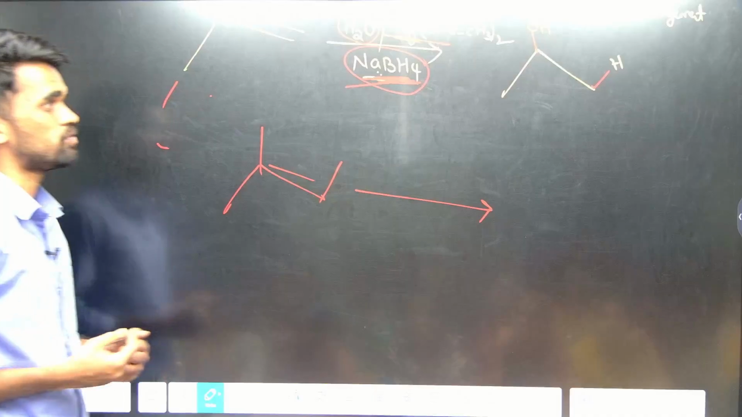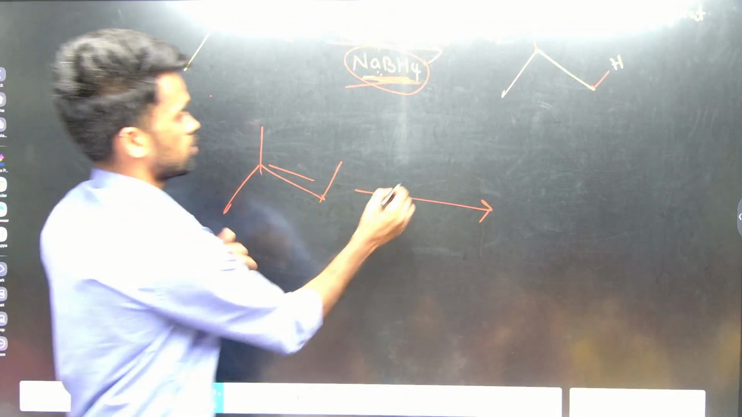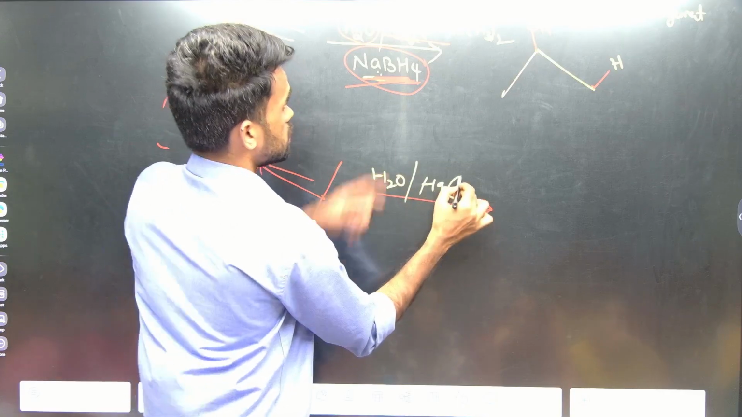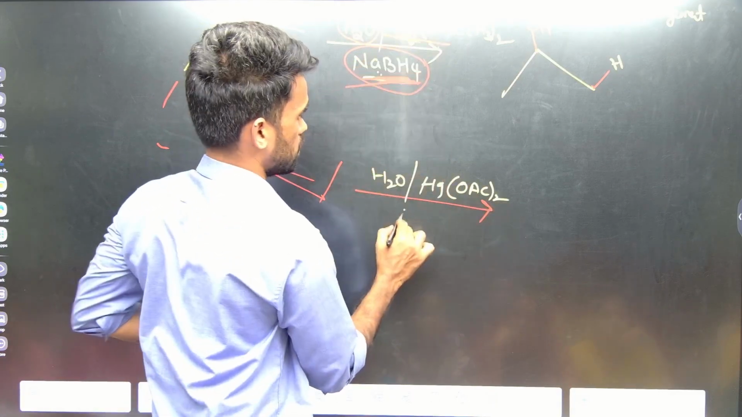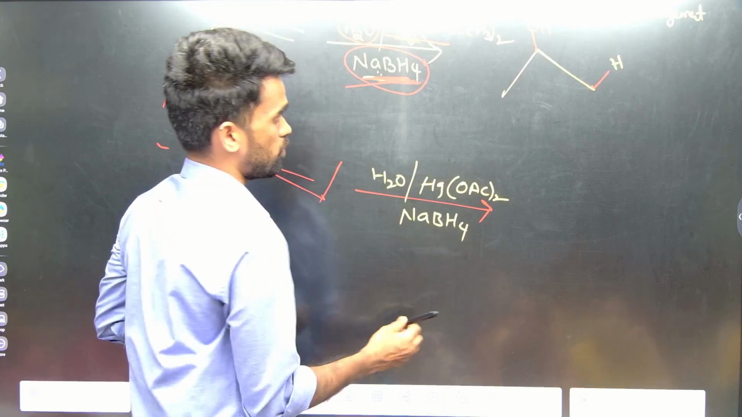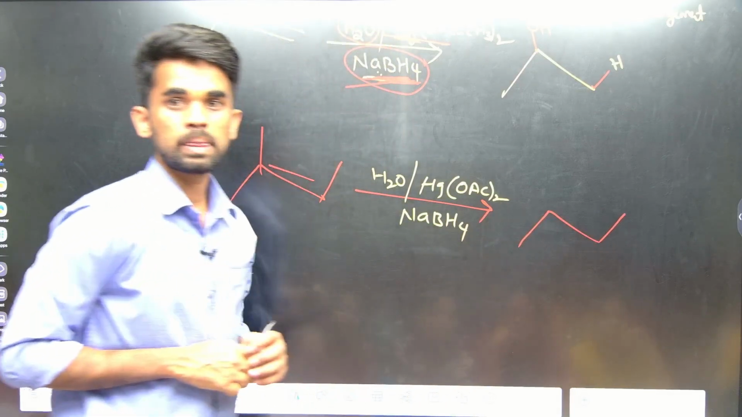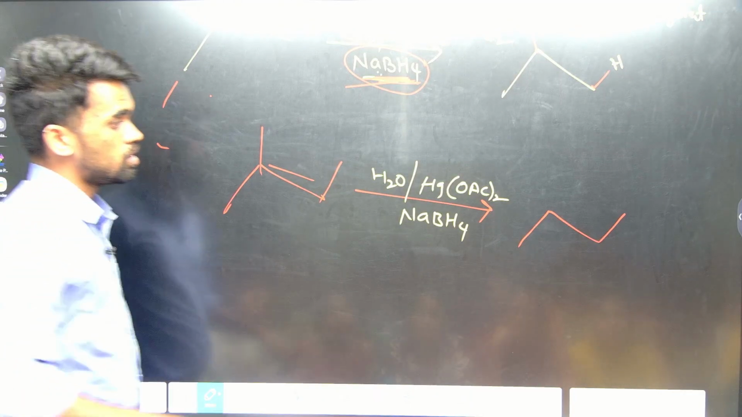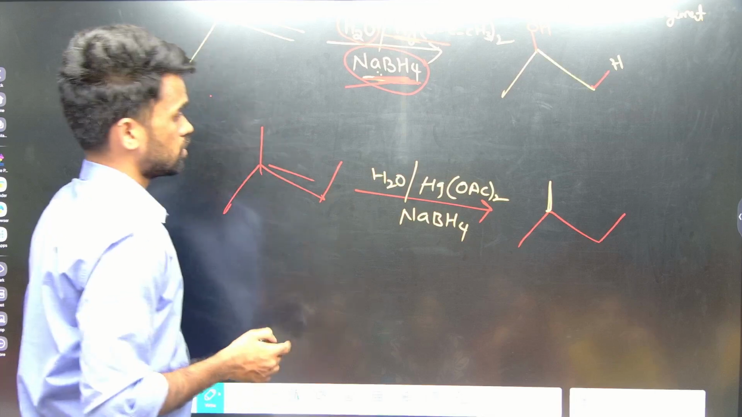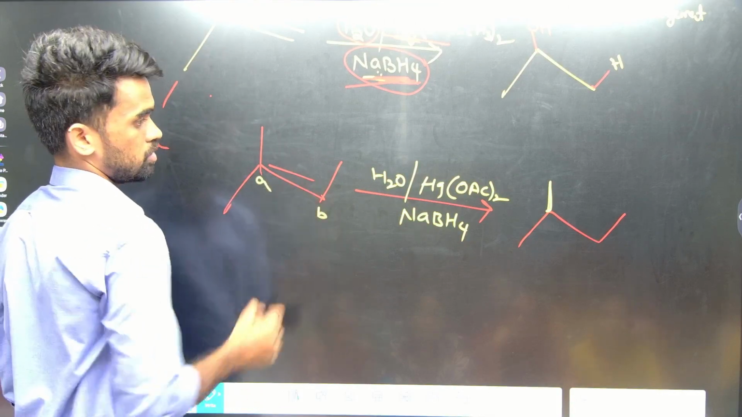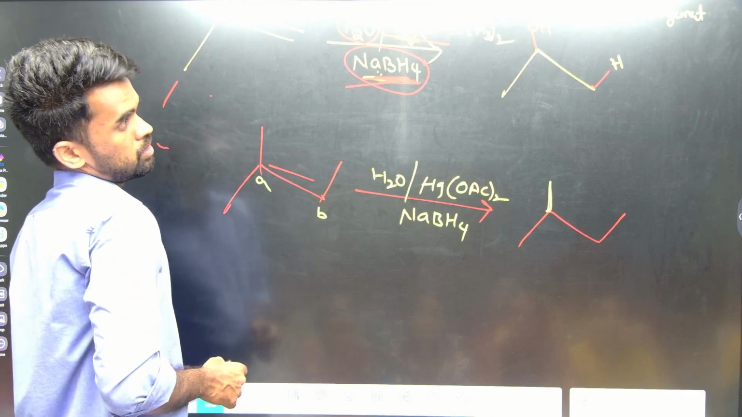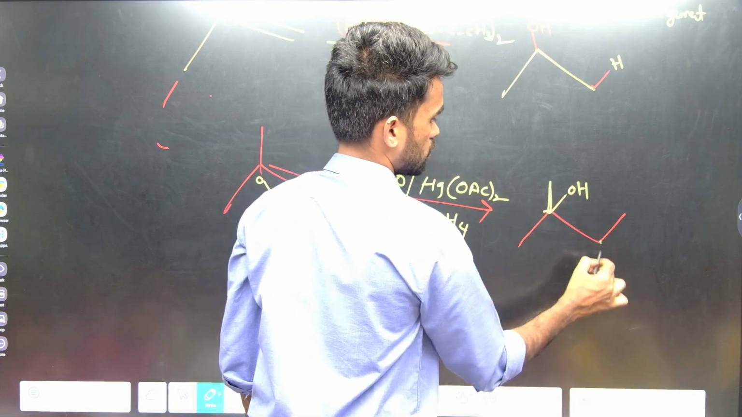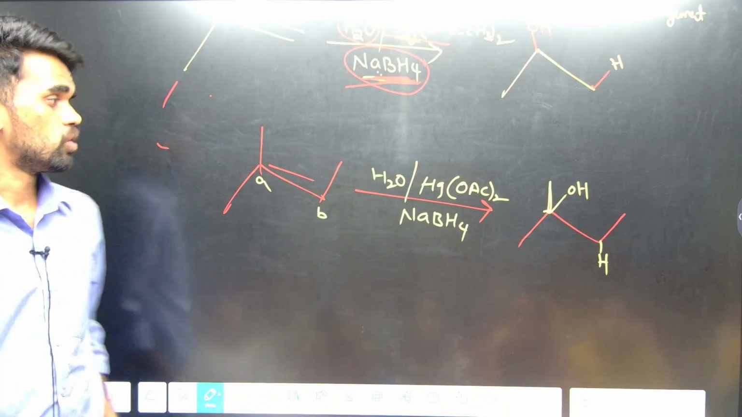Tell me, what is the product formed? Same. Instead of saying this acetate ion, they will say like this, OAc. So what is the product formed? Fast. Where OH? A, B. At A position, OH. That's it, no? Okay.